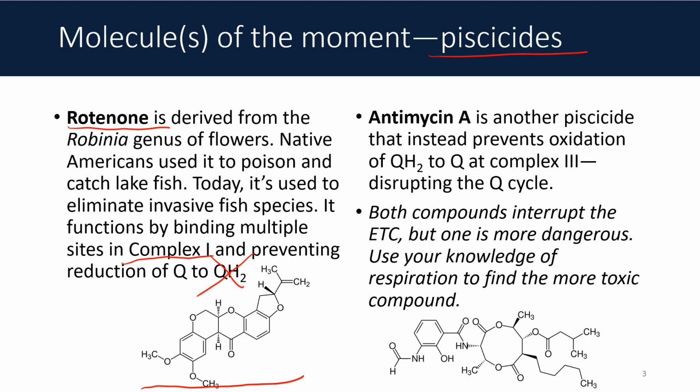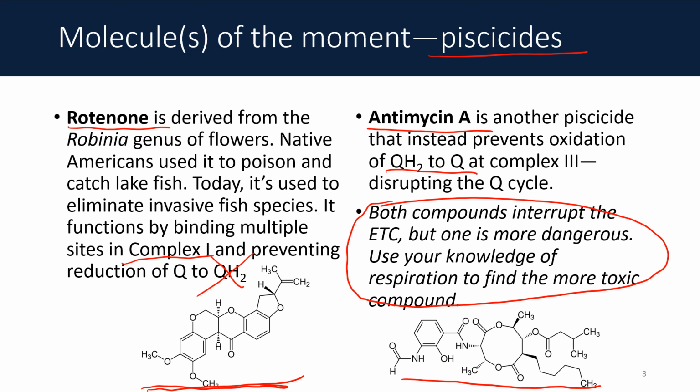On the flip side, we have antimycin A. This is another pesticide, and it works a little differently. Instead, it's going to inhibit the oxidation of QH2 to Q at the site of complex 3. So it's going to disrupt the Q cycle, which is everyone's favorite from the electron transfer chain lecture. Both of these compounds are going to be inhibitors of the electron transfer chain, but one of these is more dangerous, rotenone or antimycin A. Use your knowledge of respiration to find the more toxic compound.